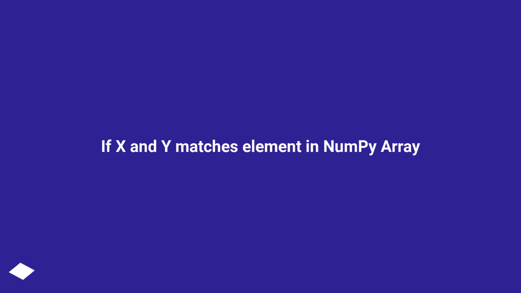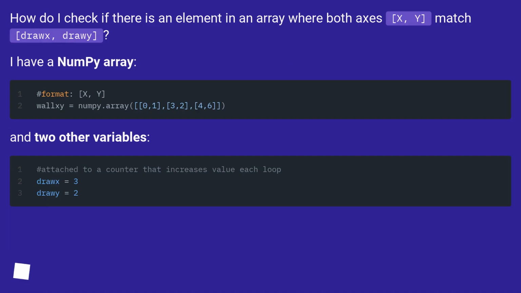If X and Y match an element in a NumPy array. How do I check if there's an element in an array where both axes, X and Y, match, drox, joy? I have a NumPy array and two other variables.